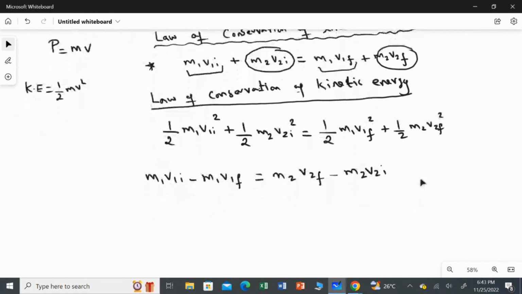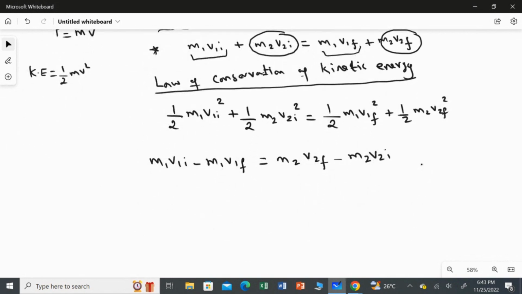That's it. Now here I'm going to take the common term. What is the common term here? m1 is the common term. So if you take this outside, what is inside? v1 initial minus v1 final, right? Likewise, here also I'm going to take m2 as a common term. If you take m2 outside, what will happen? v2 final minus v2 initial. This is my first equation.